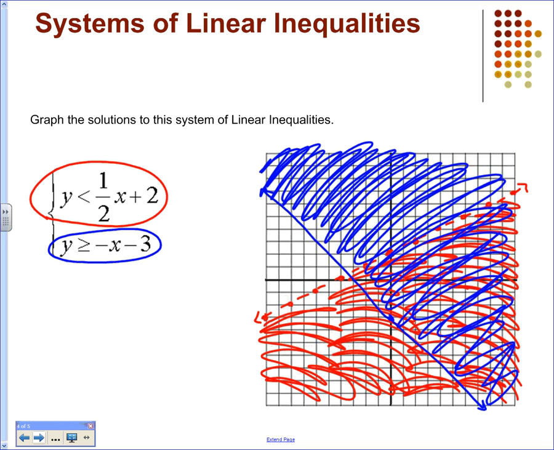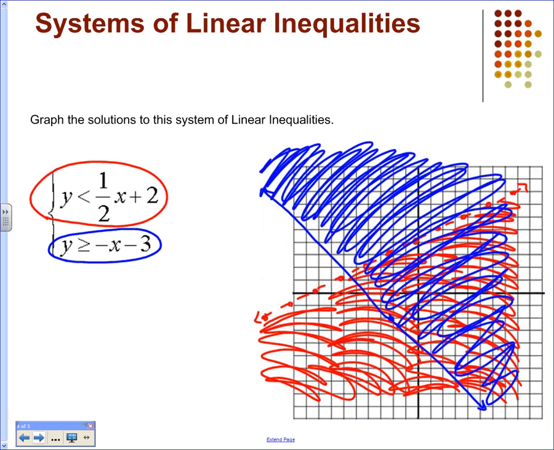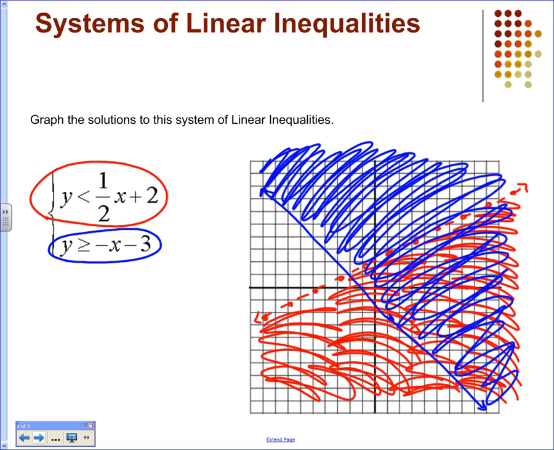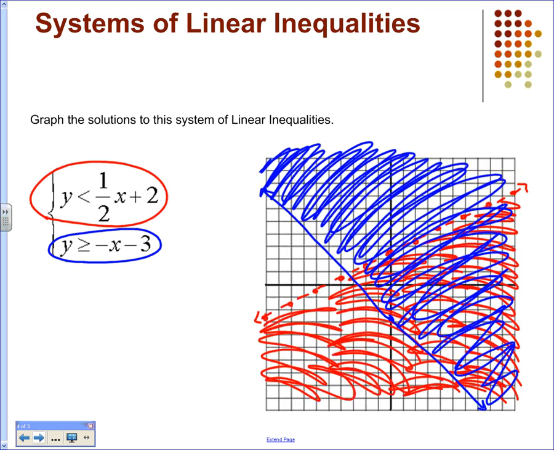Okay, so we want only the solutions that work for both inequalities. Does this area work for both? No, there's nothing shaded. Oh, crud. Oh, man. Okay, what about this area up here that's blue? Or this red area? What about this area? Okay, so what you want to do, get a different color and shade it in.